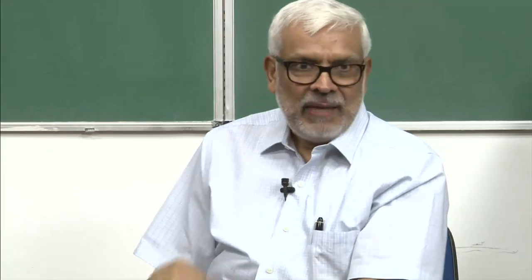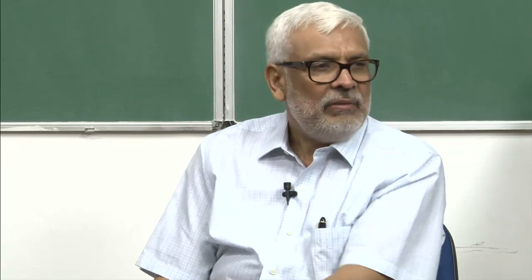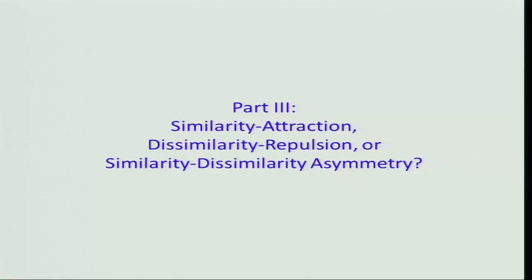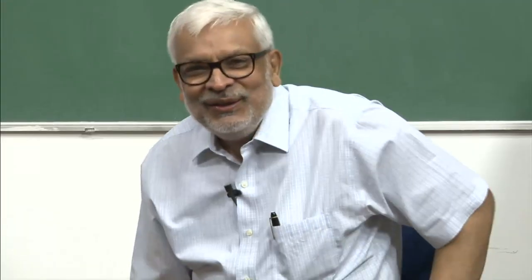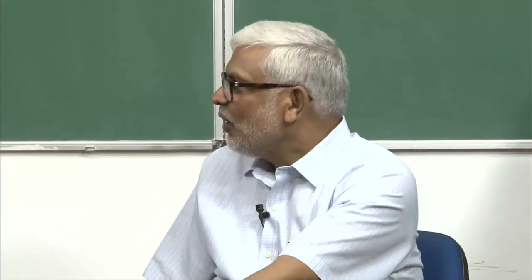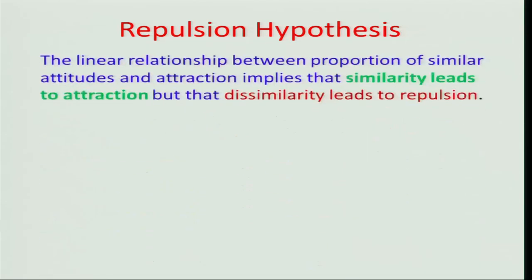I bring you to the second part now. First part we have concluded, attraction is a positive linear function of proportion of similar attitudes. Fine. We all thought this paradigm is dead. Nothing would happen to it. All of a sudden, in 86, one article appears in JPSP, and three things I would like to say, that a linear relationship implies that similar and dissimilar attitudes have equal and opposite effects on attraction. This is the implication.